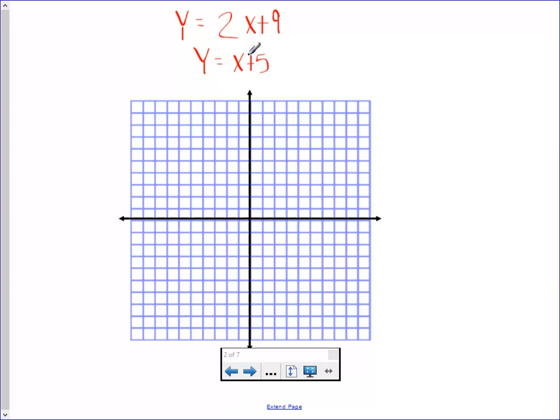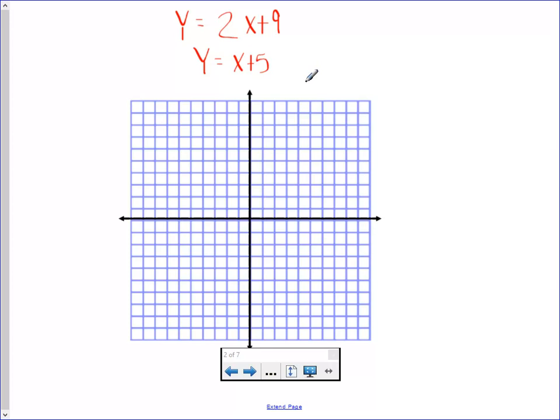Okay. Your first equation is y equals 2x plus 9. So pick one of your graphs. We're trying to graph the equation y equals 2x plus 9. So can someone tell me where I should start when I'm trying to graph this equation?